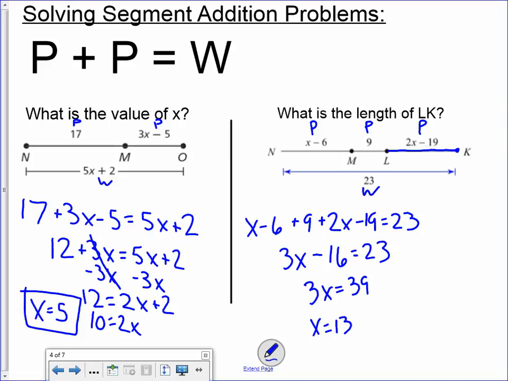Now remember, we're not quite done yet because the question is not asking what is the value of x, it's asking what is the length of LK. So LK is equal to 2 times the value of x minus 19. So I got to plug it in and solve. 2 times 13 is 26, and 26 minus 19 is 7. So LK has a length of 7. 7 is my final answer.